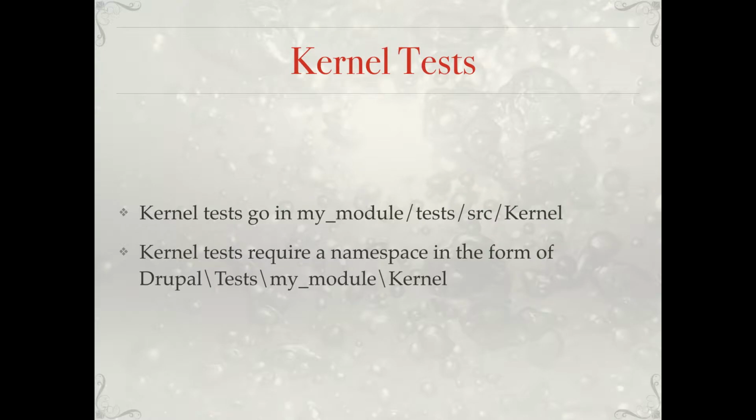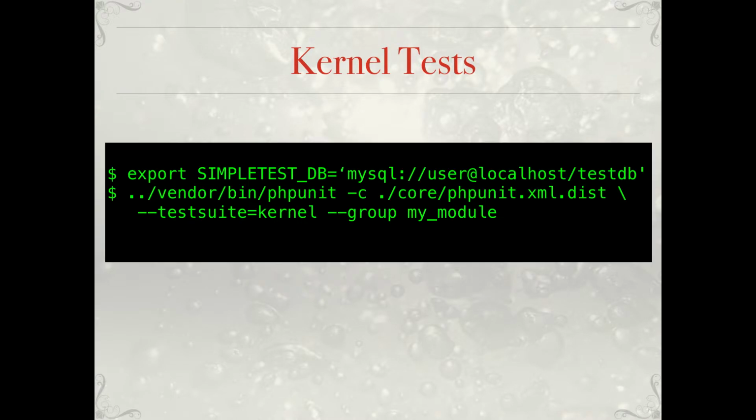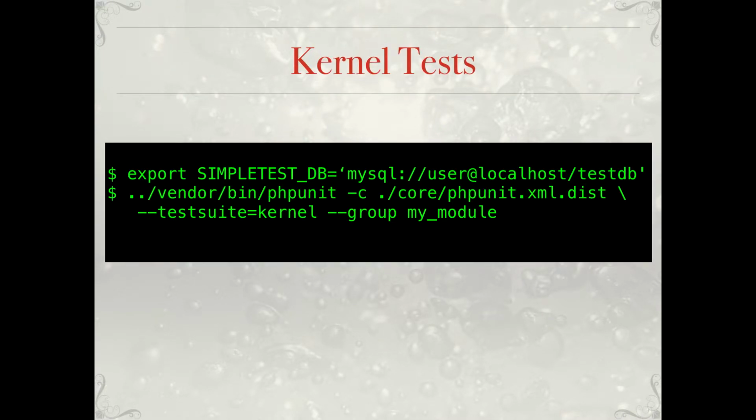Kernel tests, again, the system is very similar. So instead of putting it in the source unit, you put it in source kernel, and then your namespace will match that structure. In order for these to run, you have to set up an environment variable called simpletestdb, and you set that up to whatever database you want to run. You can either do that here on this command line, or going back to this bit, where it says the core PHPUnit.xml.dist, you can copy that, make it your own, and then set the environment variable in that XML file if you want.